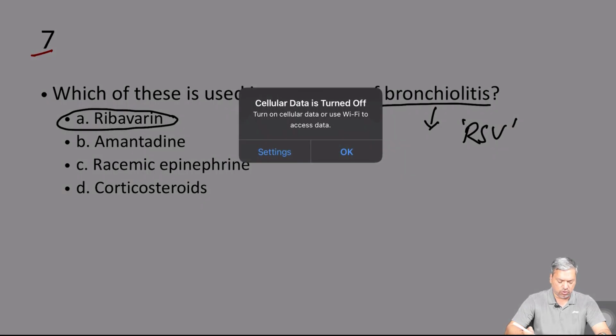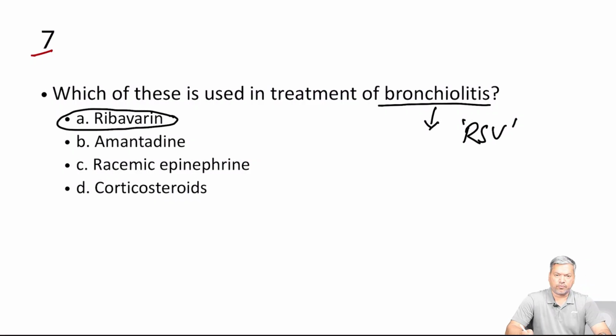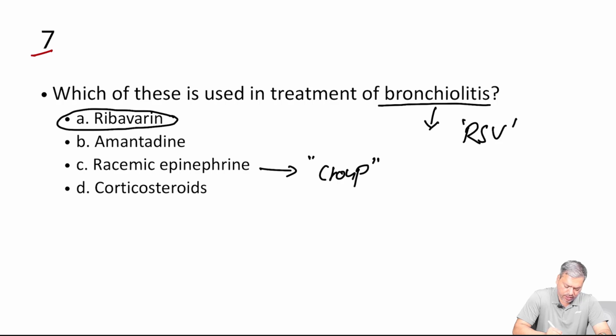Ribavirin is not commonly used. I mean, for all the babies, we don't use ribavirin. If the baby is immunocompromised or having serious symptoms and signs, then we can consider using it. Amantadine is not used in this case. Amantadine is used for the influenza virus. Racemic epinephrine is commonly used in the treatment of croup, where there is edema of the airway. And corticosteroids are mainly used when there is a severe inflammation of the airway, and one of the indications is bronchial asthma.